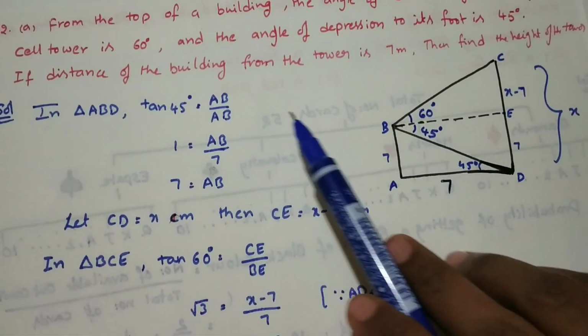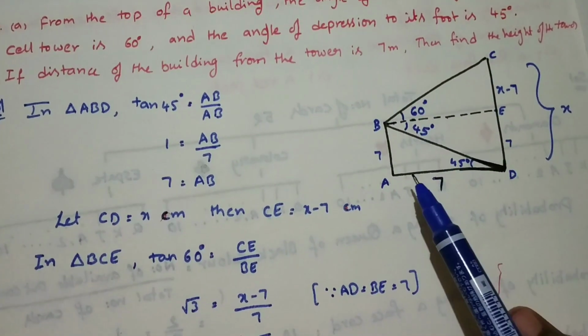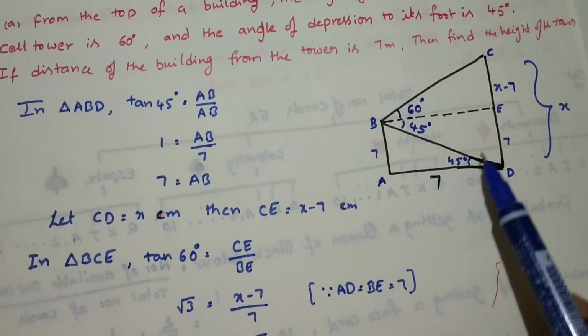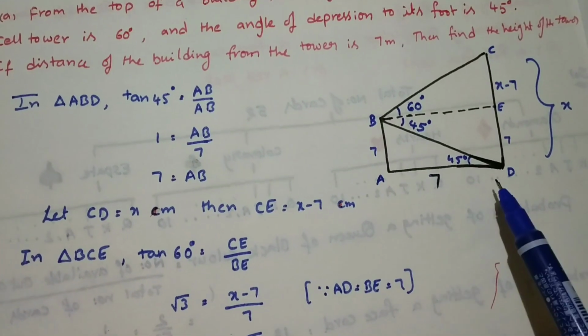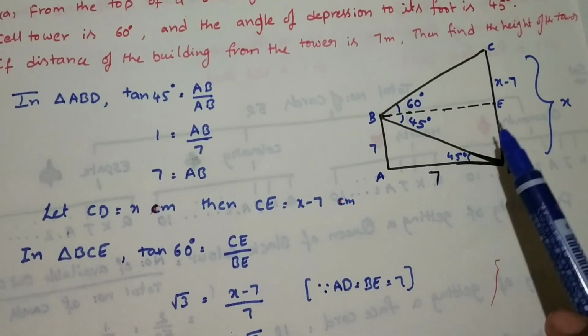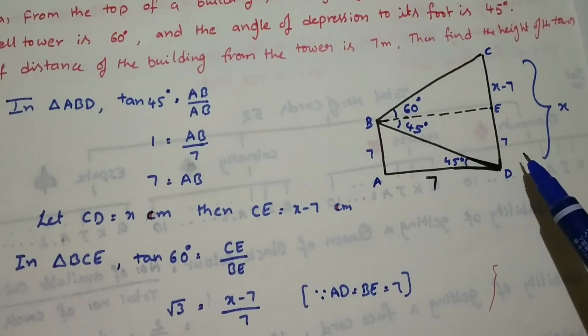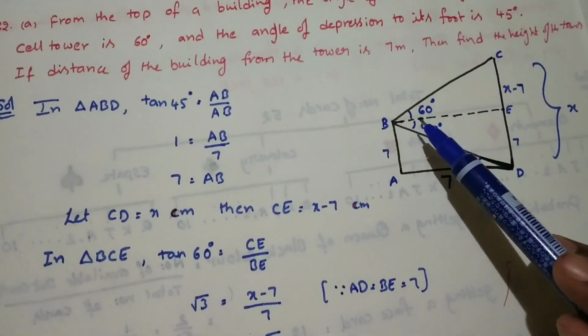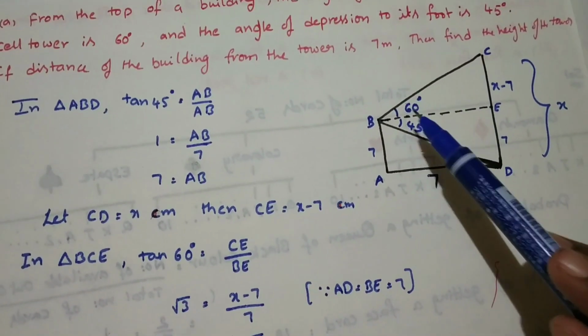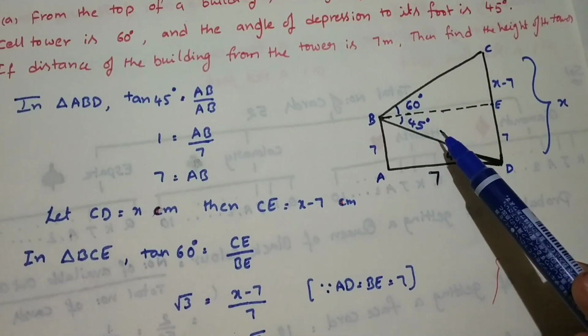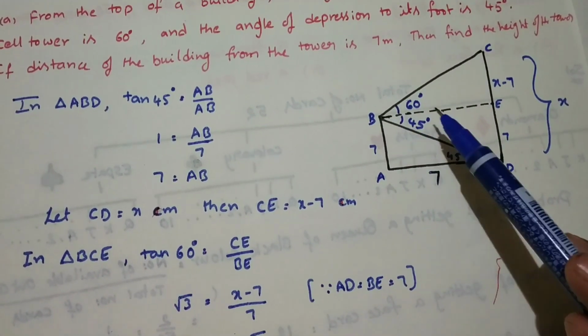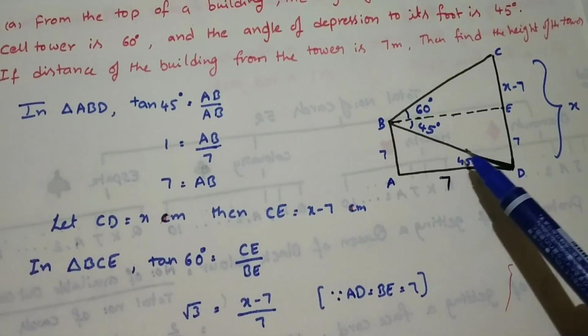If the distance between the building and the tower is 7 meters, this is the building, AB is the building, and this is CD the cell tower, the distance between them is 7 meters, they have given. Then find the height of this cell tower. First you should draw the diagram like this. After that, this is 60 degrees, this is 45 degrees, draw a line parallel to this like this.